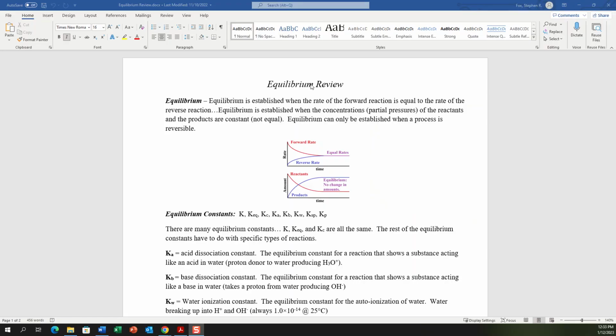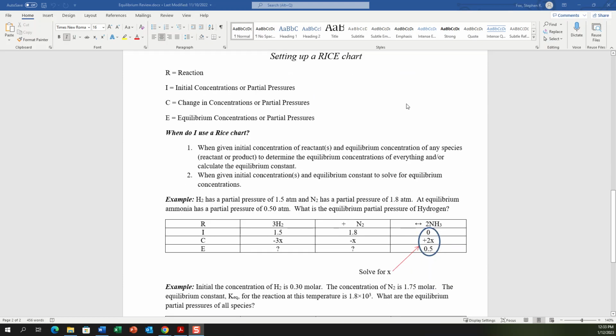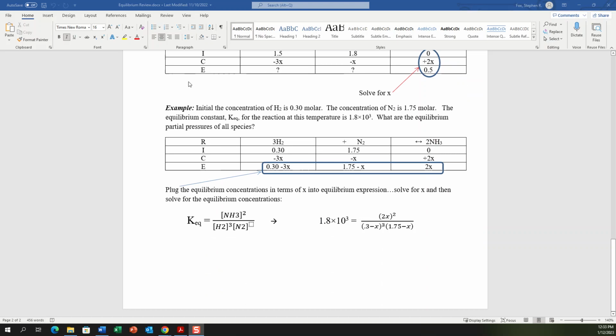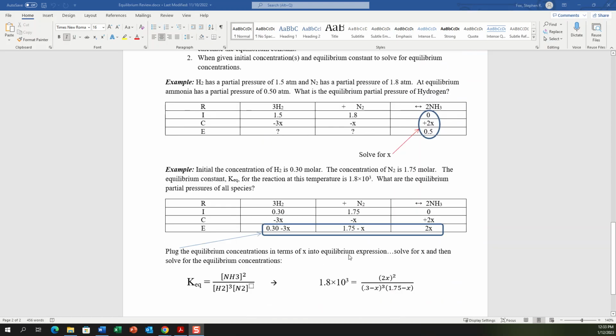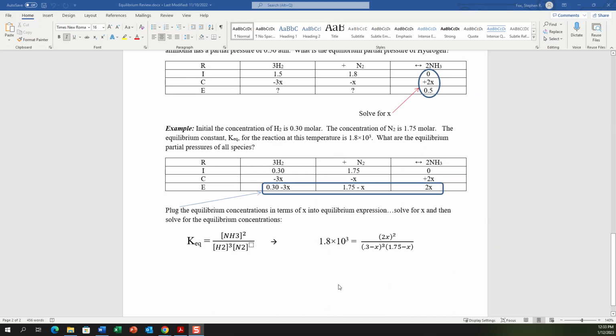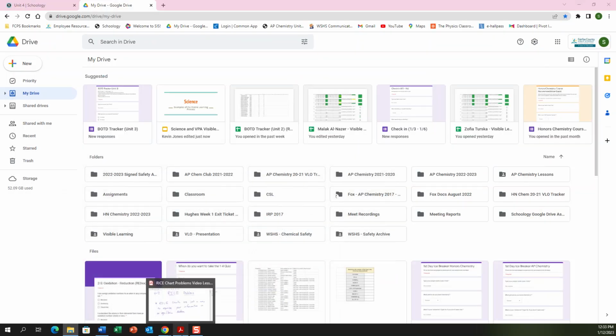So if you go to the back of your equilibrium review notes, it has some reminders on what a rice chart is and how to set up a rice chart. So you have this to reference all the time. Just make sure you kind of understand what we're doing here. So what I want us to do is I've got a practice problem, and I'm just going to show you how we could set up a rice chart to answer our information about it.